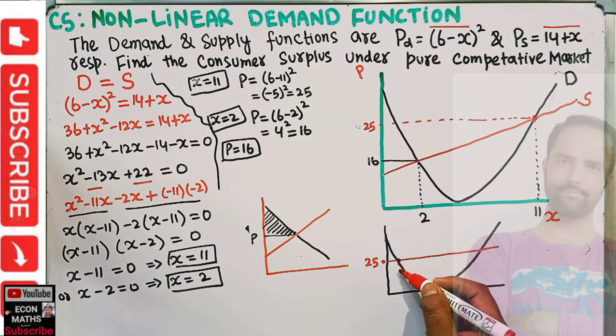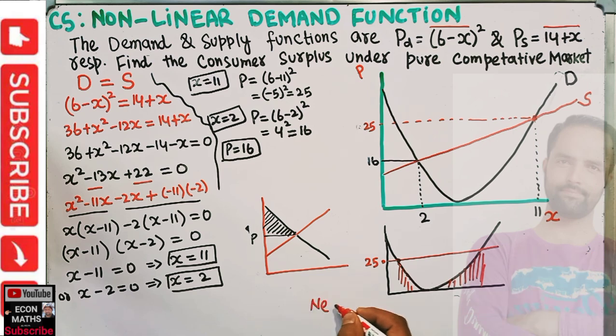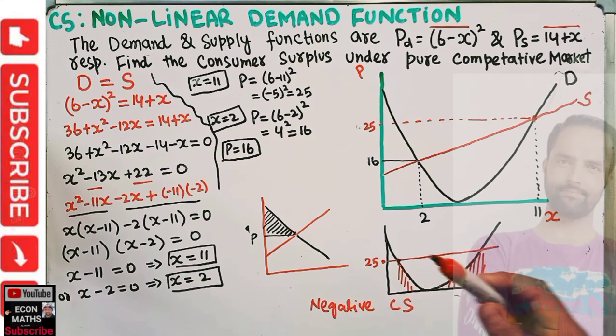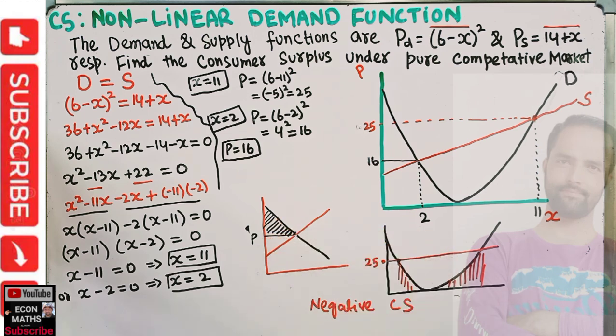I will show you. This area will give us the negative consumer surplus. I have told you the consumer surplus is the area which is above the equilibrium price and below the demand function. Only this part, this triangle looking shape, is above the equilibrium price. Equilibrium price is 25, and this is above the equilibrium price. But below this point we can see the equilibrium price is high and our demand function is below.